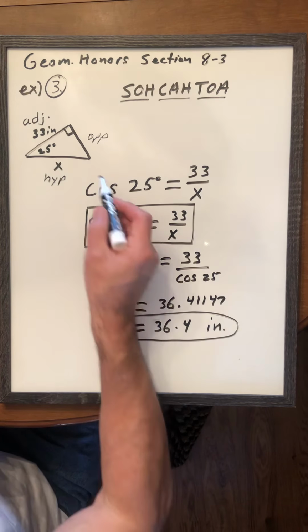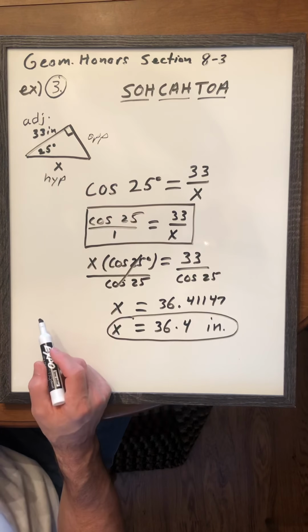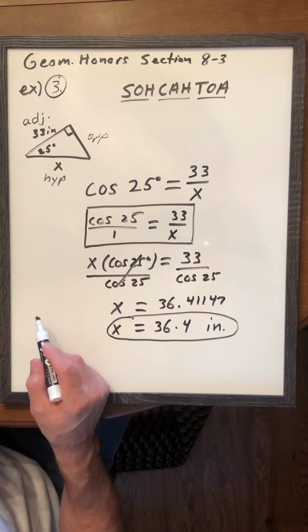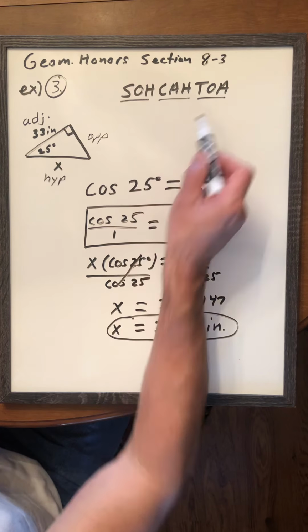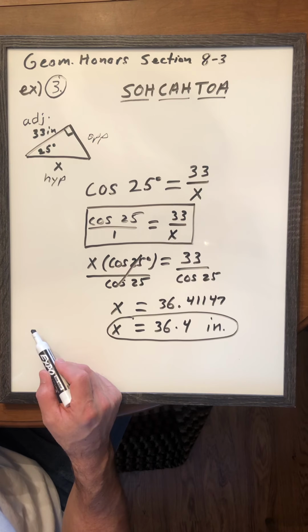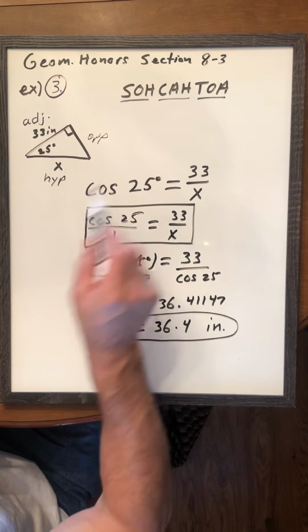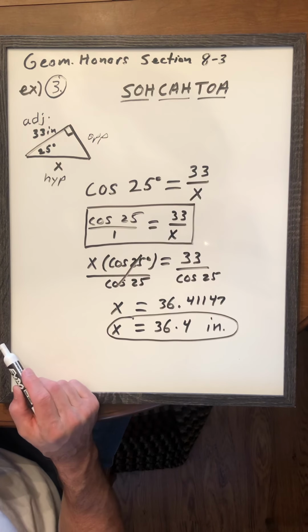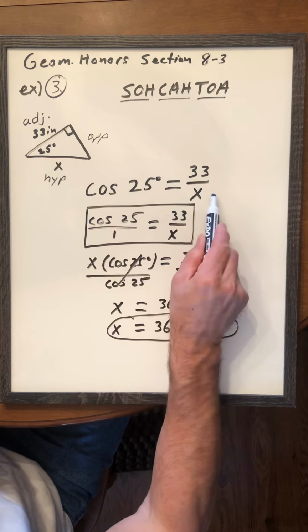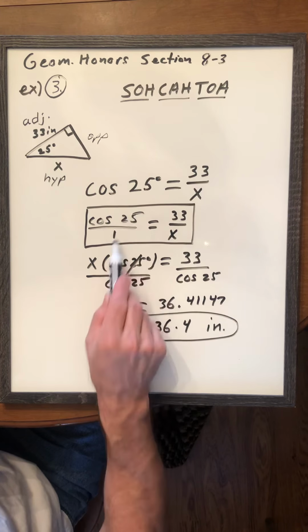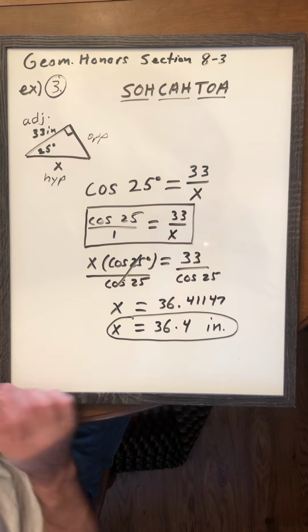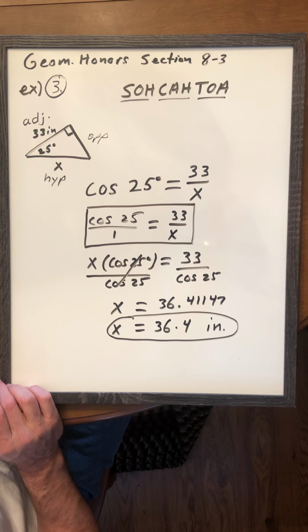So again, label what they give you on your diagram, then figure out which one it is, sine, cosine, or tangent. In this case, we dealt with the hypotenuse, and we had adjacent, and so it was cosine this time. So once you get your setup, you can just put that over 1, and you've got a proportion. You just cross multiply and solve. And that's it.